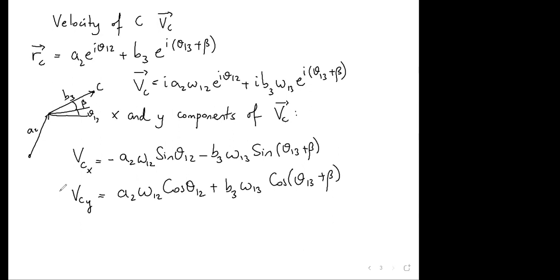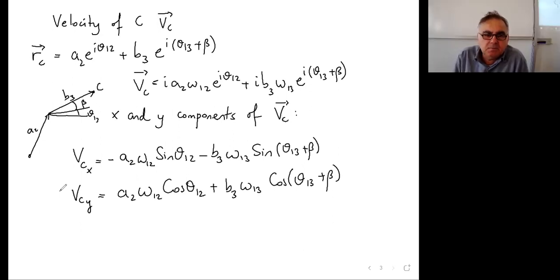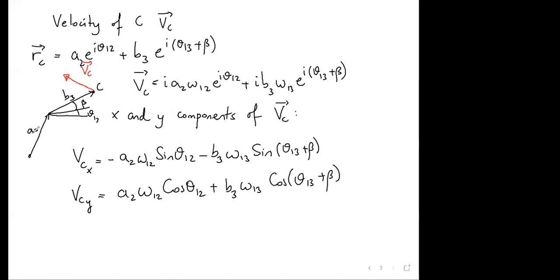Excuse me, Hojam. Yes. Why is VCX negative? I mean, when you're defining it in terms of X direction. Well, let me just draw it in another color. If this is VC, this X component is negative in the XY coordinate, right? It's clear now, thanks. Okay.